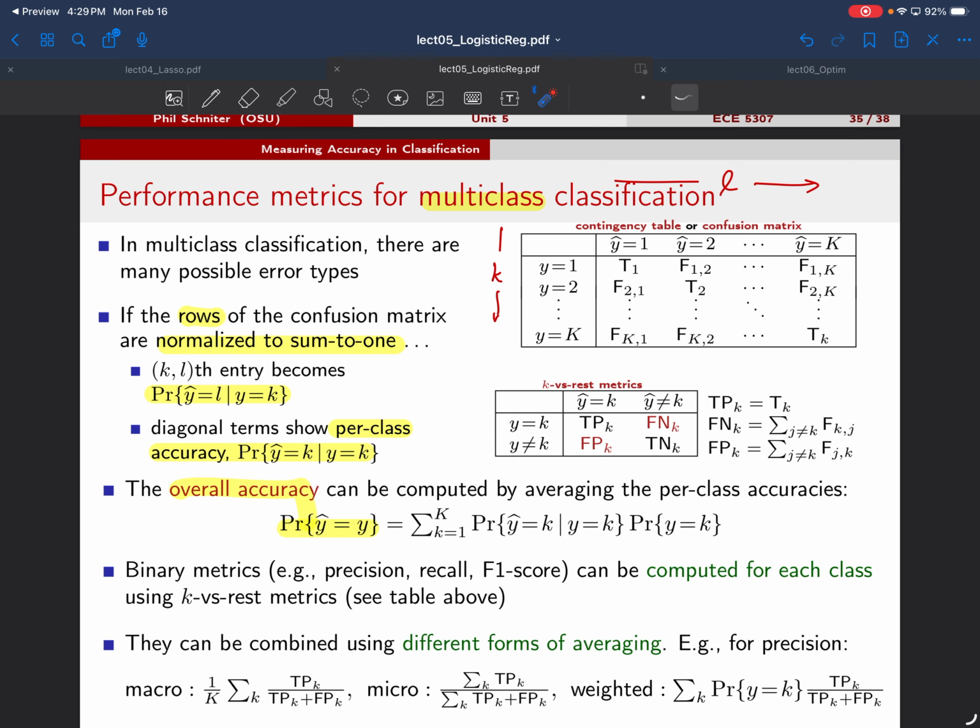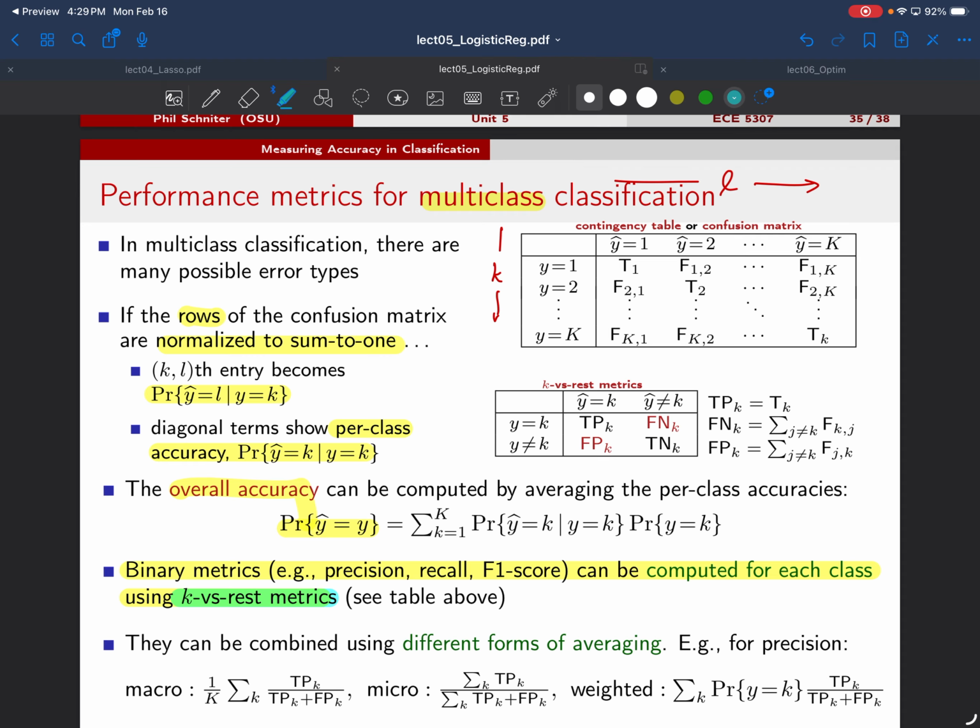Given that we have all these different ways to do things correctly and all these different ways to make errors, one of the common things to do is to compute binary metrics, all the ones we talked about, for each class using these k versus rest metrics. So the idea is sort of like this.